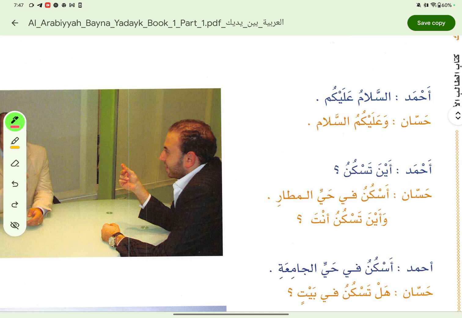Ahmed, aina taskun. So we know the word aina already. We know the word aina, but the new word we have here is taskun. If you see it, you could tell there's a dhamma at the end. So taskunu. This is a new verb.